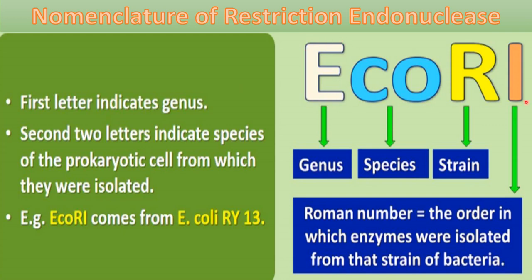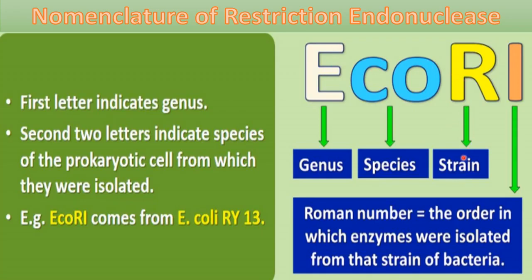In EcoRI, the first letter indicates the genus. In each restriction endonuclease, the first letter indicates the genus. So E is for the genus Escherichia. Then the next two letters, like co, represent the species of the prokaryotic cell from which they were isolated. So co is for the coli species. Then the fourth letter represents the strain of that particular bacterium from which this restriction endonuclease has been isolated.